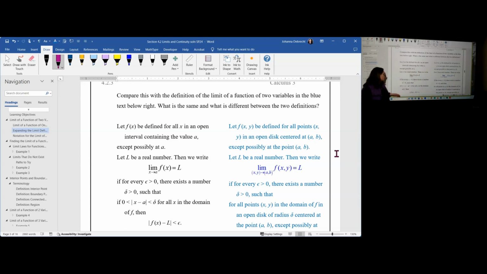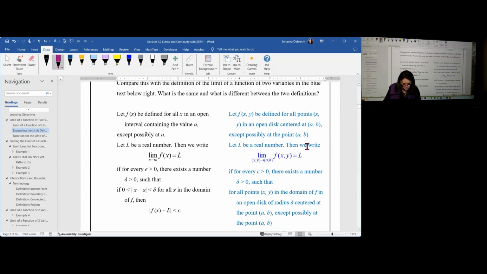Very, very similar. If for every epsilon greater than 0, there exists a number delta greater than 0 such that, that part is exactly the same on both. Epsilon is arbitrary but chosen first. If you pick an actual value for epsilon, can you find a delta that makes the next part true? Let's look at what the next part says.